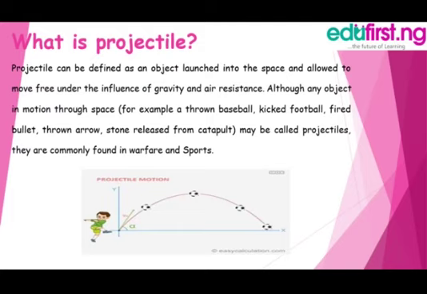What is this projectile we're talking about? A projectile can be defined as an object launched into space and allowed to move freely under the influence of gravity and air resistance. Although any object in motion through space, for example a thrown baseball, kicked football, fired bullet, thrown arrow, or stone released from a catapult, may be called a projectile, they are commonly found in warfare and sports, as shown in the diagram below.